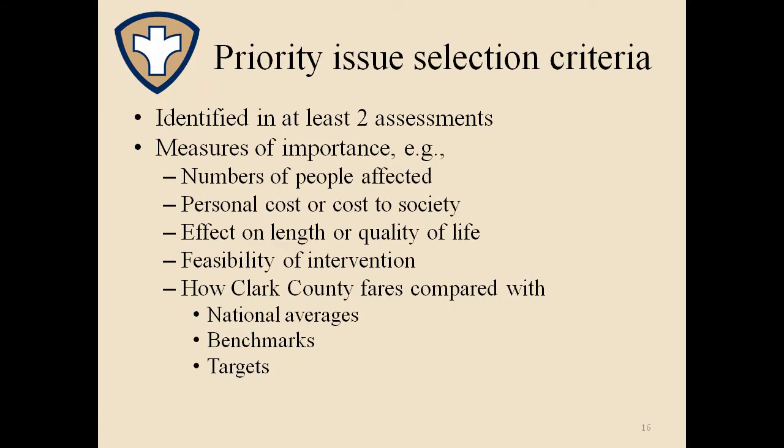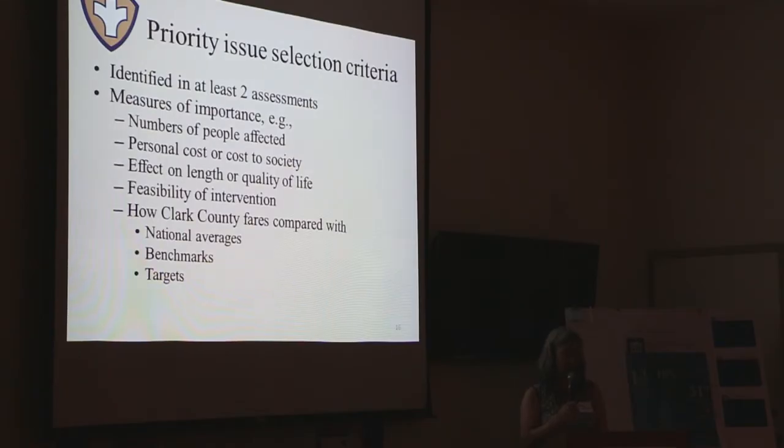To be selected as priorities, issues had to be deemed important in at least 2 of the 4 MAP assessments. While importance is somewhat subjective, selection was based on objective measures such as how many people are affected by the issue and whether a particular segment of the population is affected disproportionately, what are the personal or societal costs of the issue, how much the issue affects length or quality of life, how feasible it would be to apply and measure interventions to address the issue, and how well or poorly Southern Nevadans fare compared with national averages, benchmarks, or targets on the issue.